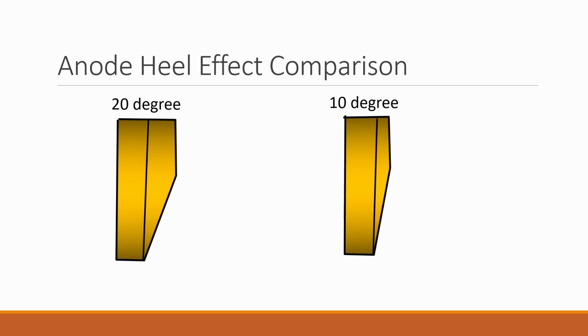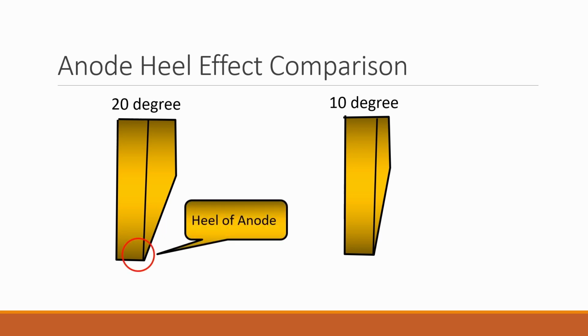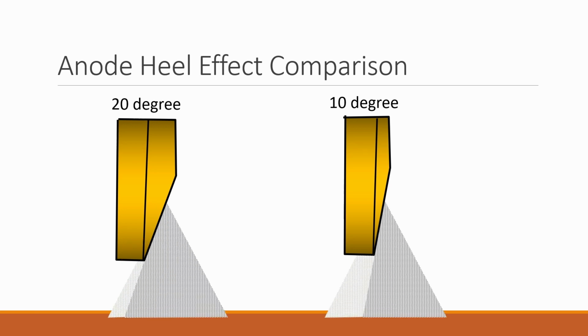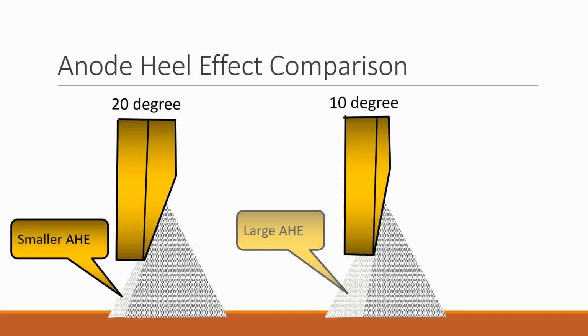Not clear about the anode heel effect? Here is a quick summary. The bottom portion of the anode disc is called the heel. Note that some of the radiation exiting the tube has to pass through the heel of the anode, especially on long-length exposures like an AP abdomen or a femur exam. Furthermore, note that the intensity of the radiation that passes through the heel is reduced. Finally, note the anode heel effect is more pronounced on the 10-degree anode.